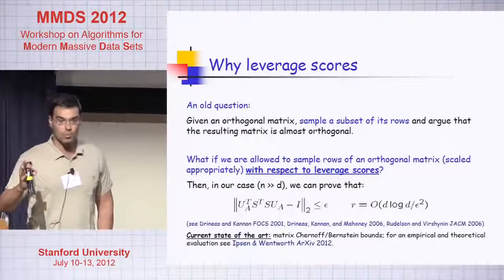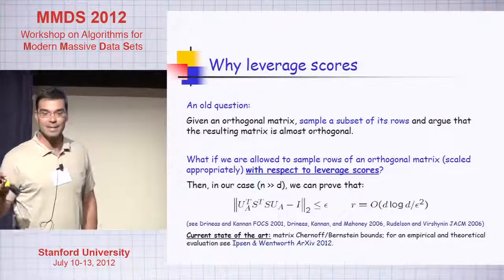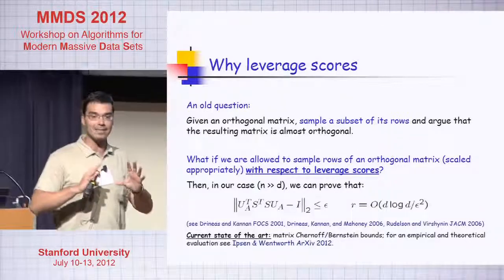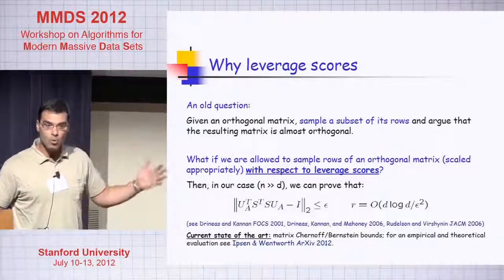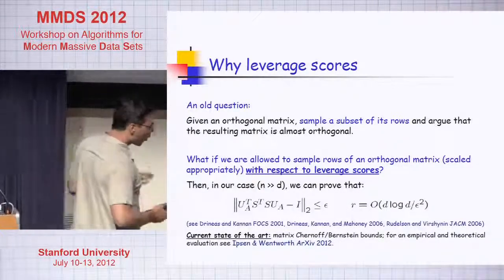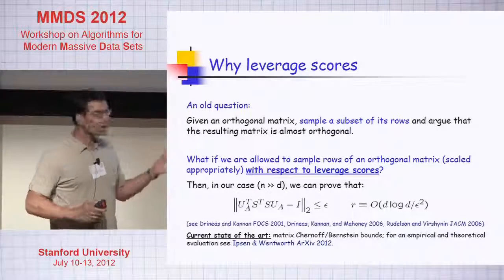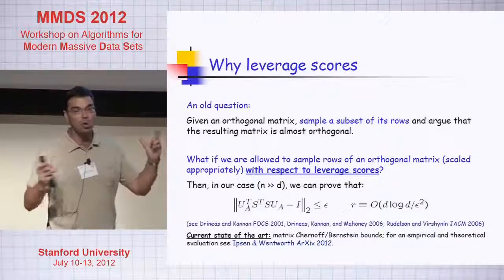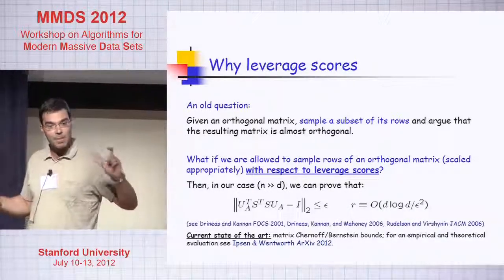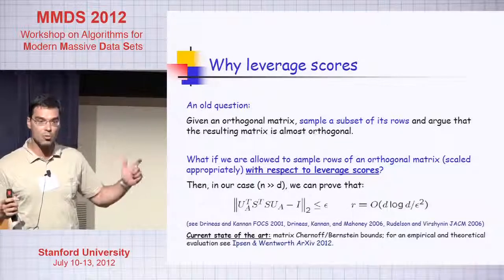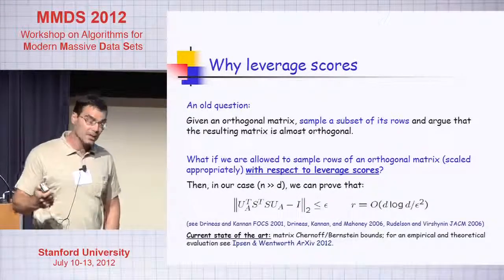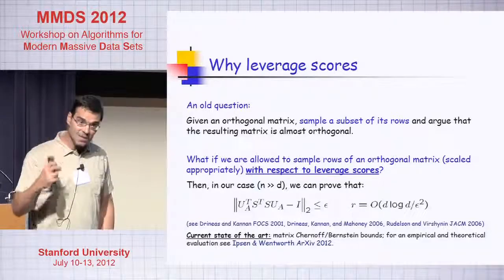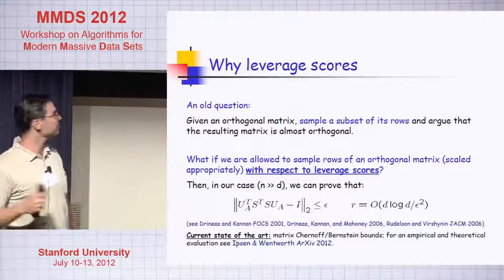Why leverage scores? What are they really doing? Well, it turns out that at the bottom of most of the proofs that we have, what you are actually arguing is that if you have an orthogonal matrix that is tall and thin, and you pick a subset of its rows using the leverage scores, what you are actually getting is basically another matrix that is almost orthogonal.